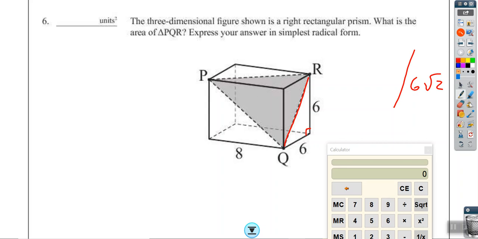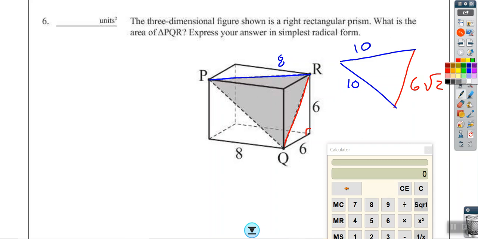All right, so then for this side line here, well, this is 8, right? So 8 by 6. 6 and 8, well, that's a factor of 2. We have a 3, 4, 5 right triangle. So that means this has to be 10. And since we have an isosceles triangle, this is also 10.